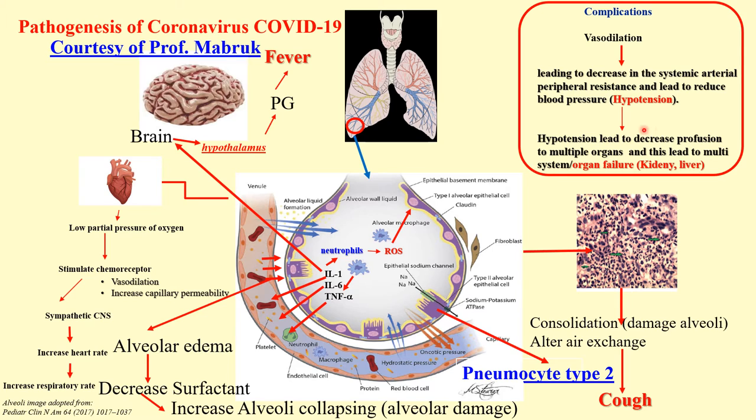Also, the reduction of the oxygen will affect the heart, and this will lead to low partial pressure of oxygen. This will stimulate chemoreceptors, this will stimulate the sympathetic central nervous system, and this will result in an increased heart rate and an increase in the respiratory rate. So in this slide, I have tried to describe and simplify to you the pathogenesis of coronavirus COVID-19.